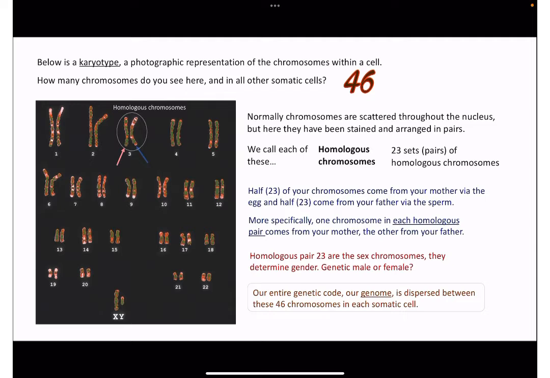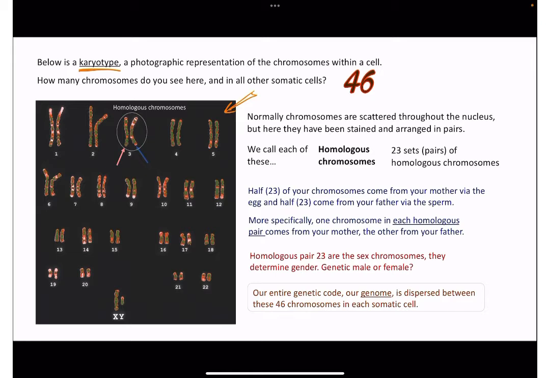Okay, so moving on. Here we have this nice picture, and this picture is called a karyotype. What this represents is a photographic representation of the chromosomes within a cell. Normally, the chromosomes are scattered throughout the nucleus. They're not neatly organized like they are here.